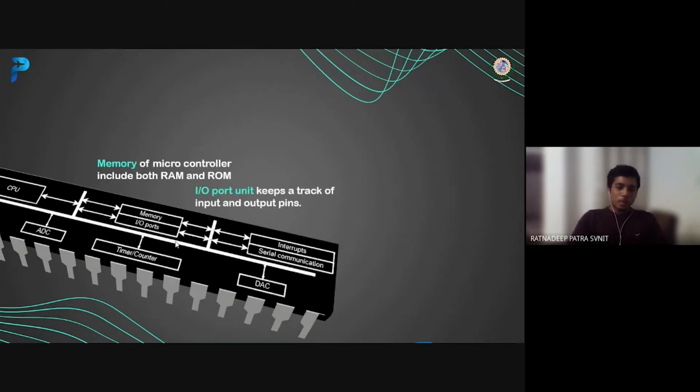Next, coming to the input-output pins. To interact with the external environment, a microcontroller requires some input-output pins. Basically, this unit contains some special registers that keep track of whether any data has been received or any data has been outputted. How it keeps track is that every time data has been inputted or outputted, it converts the value of the special registers from 0 to 1. This way it keeps track of everything, whether the microcontroller has received or outputted some data.